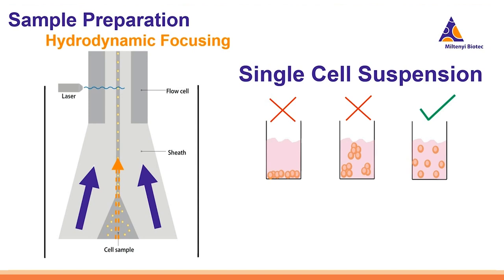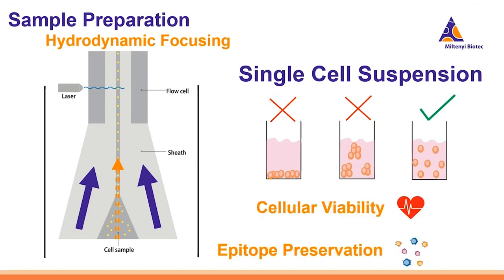So depending on if your cells are adherent or they clump, you might need some sort of enzymatic or mechanical digestion to get to that single cell suspension while maintaining a high cell viability and also preserving the epitopes on the surface of the cell.